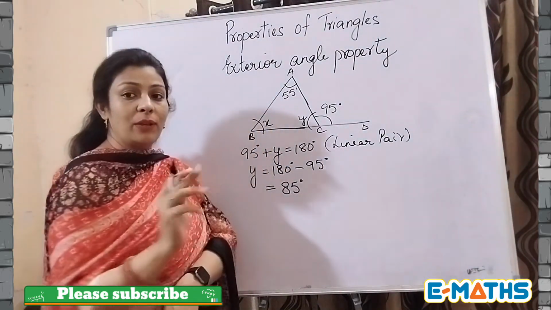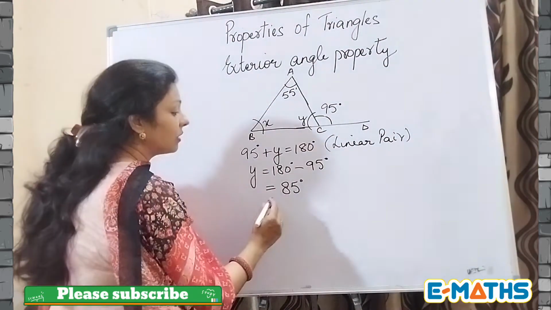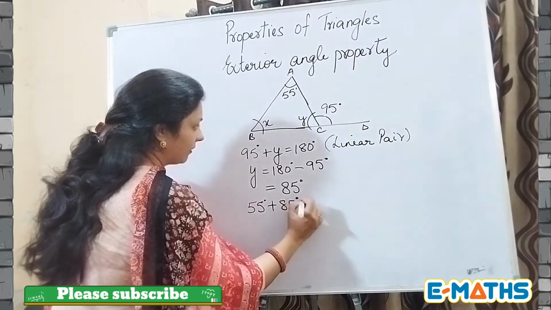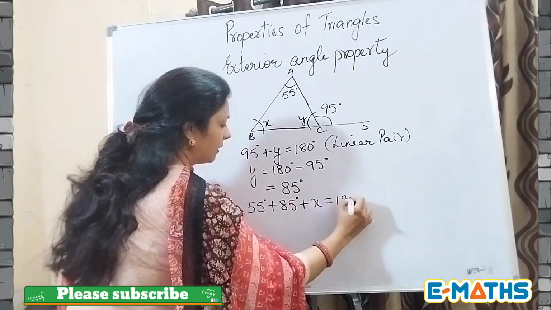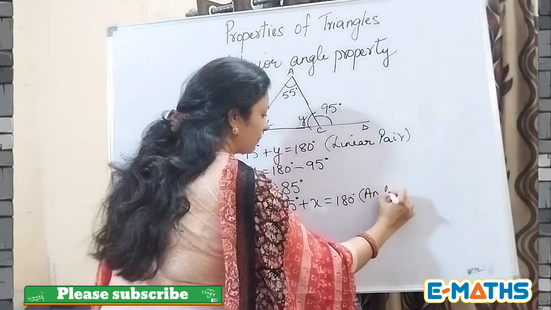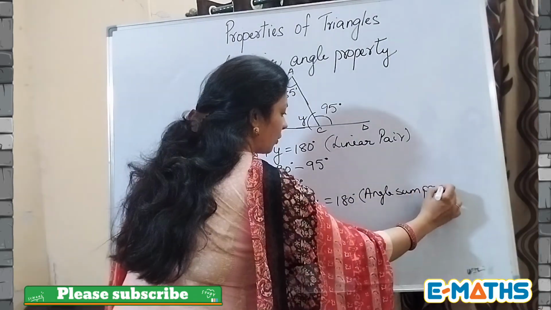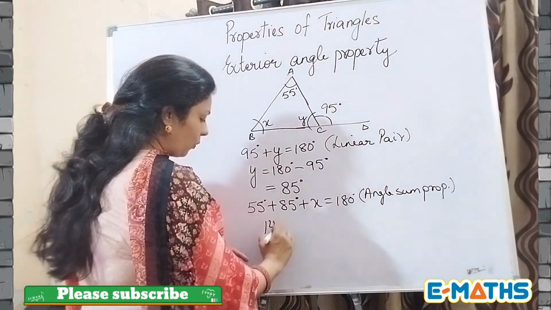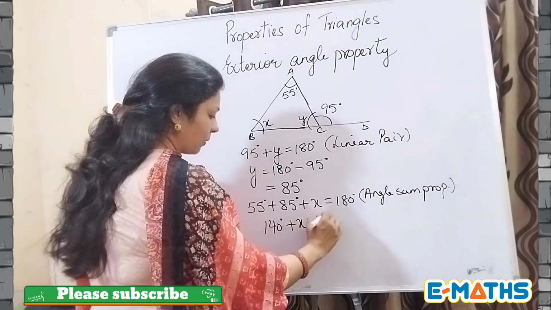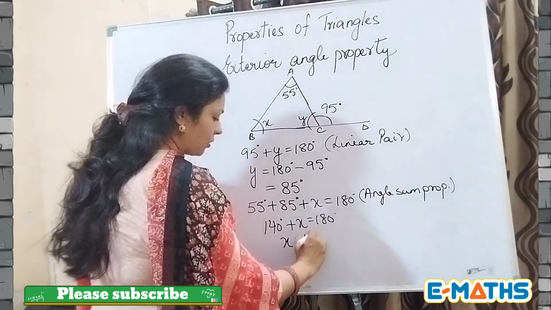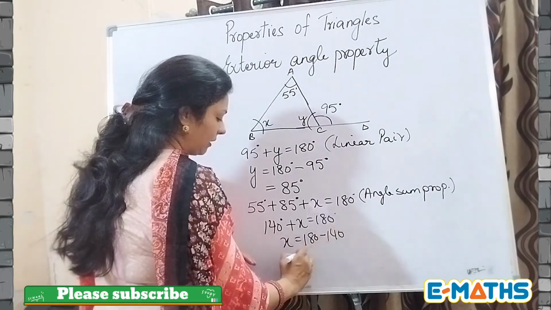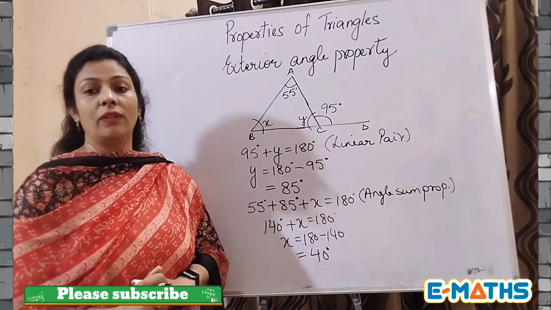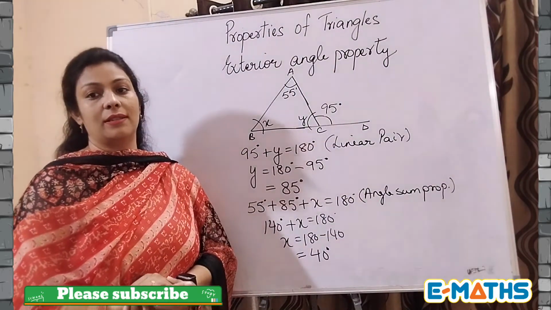We can find this third one by using the angle sum property. So we will use that now. We have 55 degrees plus 85 degrees plus x equals 180 degrees, and the reason is angle sum property. Simply add these two angles. So this will be 140 degrees plus x equals 180, and then this x will be equal to 180 minus 140, which is equal to 40 degrees. That's how we solve and find out the unknown angles.